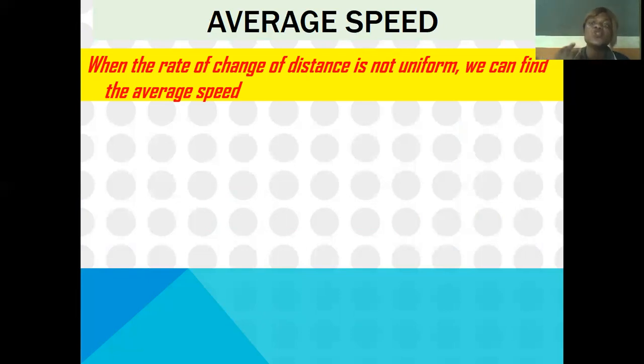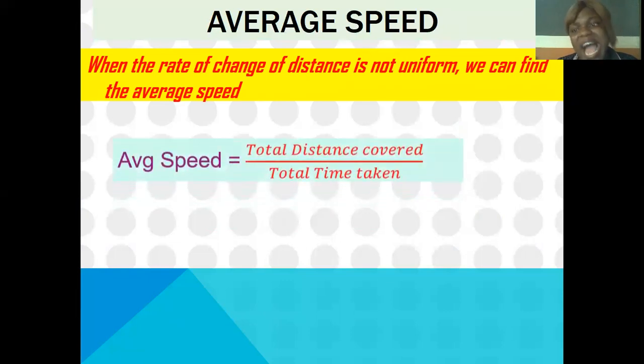So in this case, you can find the average speed of the whole journey, okay? So you would say the average speed is the total distance covered over the total time taken. So it gives you an average of how that car or how that vehicle moved from one place to another, okay? So that's average speed.